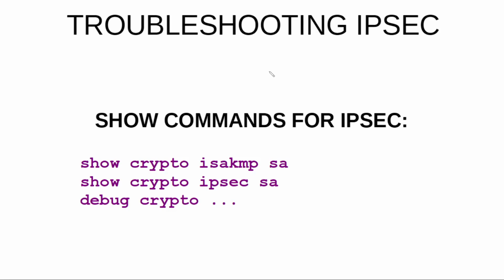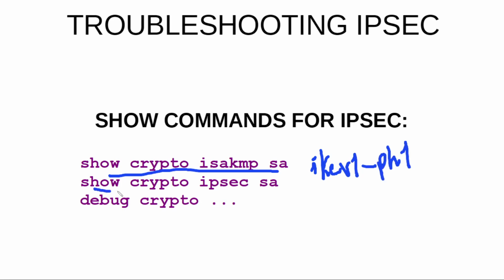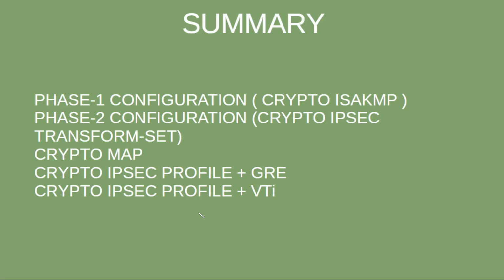Now, in order to troubleshoot, the commands are show crypto isakmp sa for IKE version 1 phase 1, show crypto ipsec sa for phase 2, regardless of whether you're using IKE version 1 or IKE version 2, and you can always use debug in order to see what's going on with your IPsec conversation. So this is a summary of what we saw in this session.